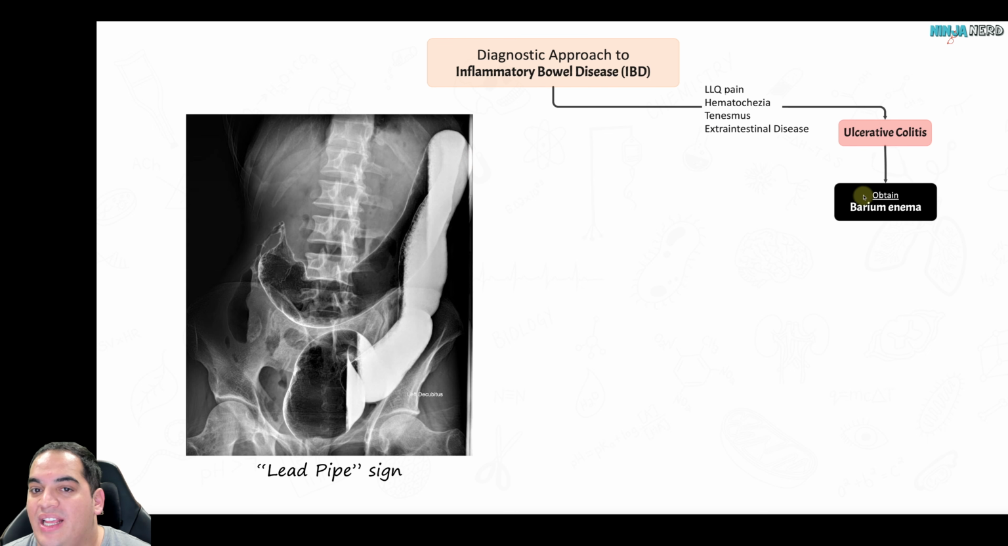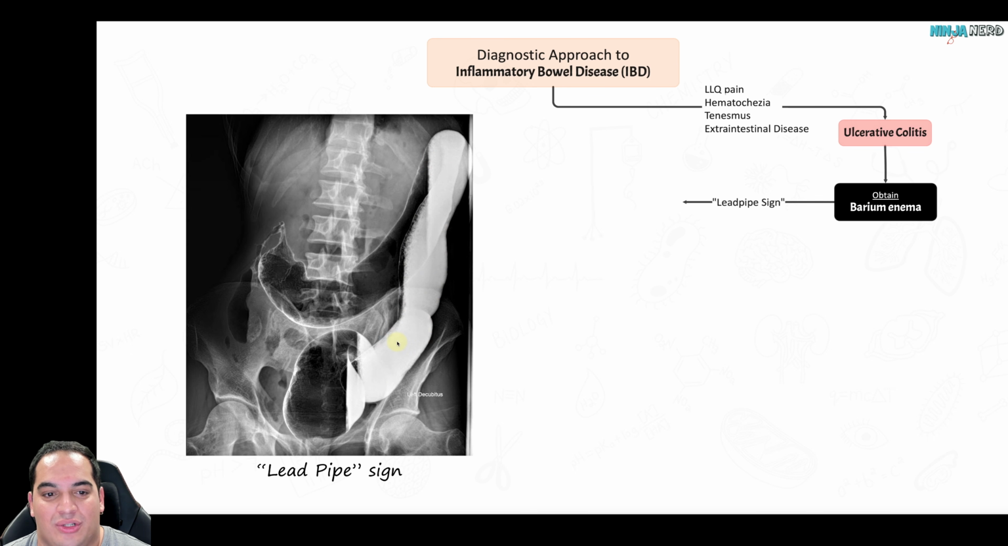So a barium enema is good if the patient is not in an active, super bad flare-up of UC and they don't have any kind of concern for toxic megacolon. If you do this, what you'll notice is it's like a pipe. You can't even see the haustra.